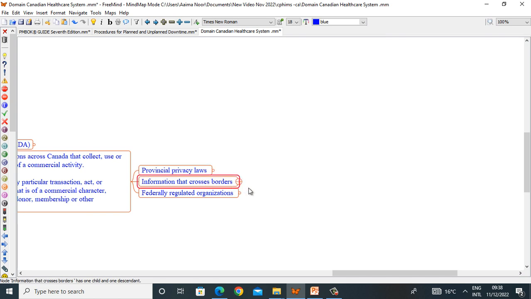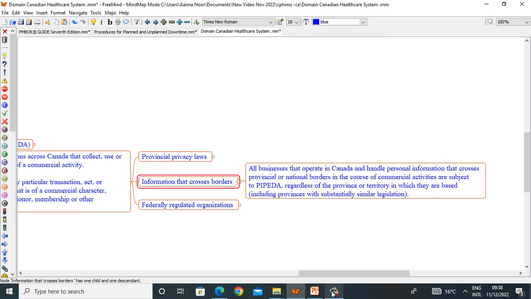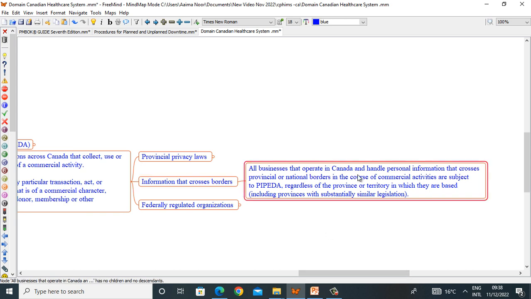Now see information that crosses borders. All businesses that operate in Canada and handle personal information that crosses provincial or national borders in the course of commercial activities are subject to PIPEDA, regardless of the province or territory in which they are based, including provinces with substantially similar legislation.